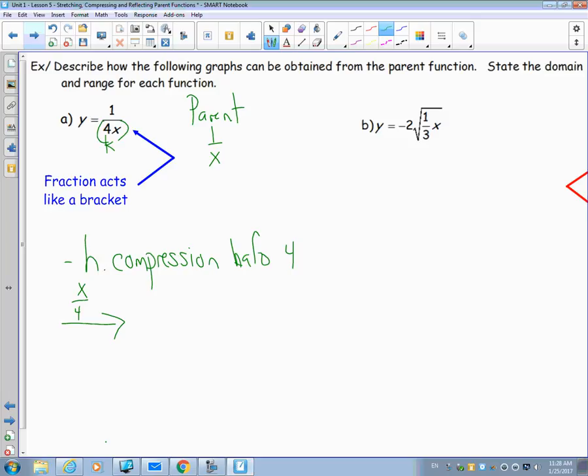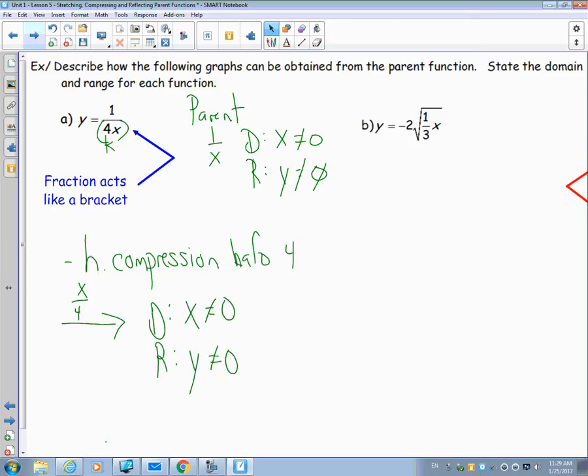Okay, domain and range. Well, I gotta go back to my parent function. What's the domain of this? Everything but 0. Range, everything but 0. So if I divide 0 by 4, what do I get? I still get 0, and we didn't touch the y's. Okay, try the next one.